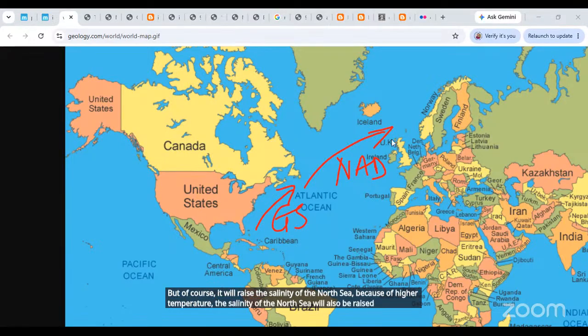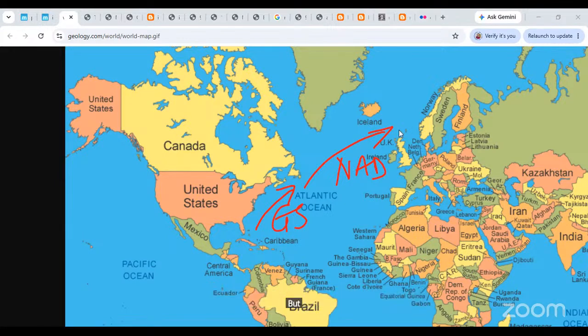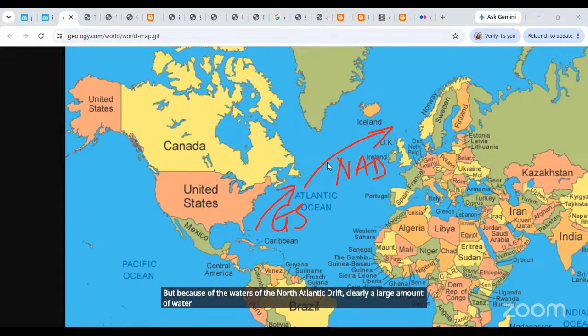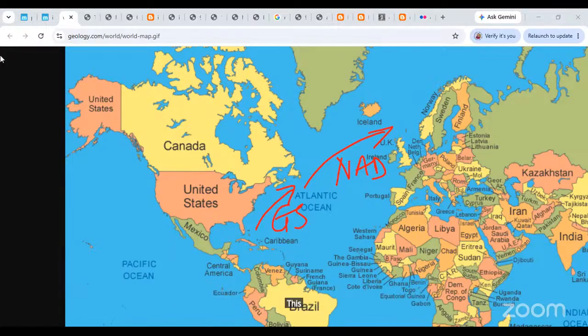Now, this is clearly at a higher latitude, right? It should not receive enough insolation. If you do not have enough insolation, then this place should ideally have a lower salinity. But because of the waters of the North Atlantic drift, clearly a large amount of water is brought over there, and because of that, the North Sea will have a higher salinity than usual. This is one thing that you need to remember.